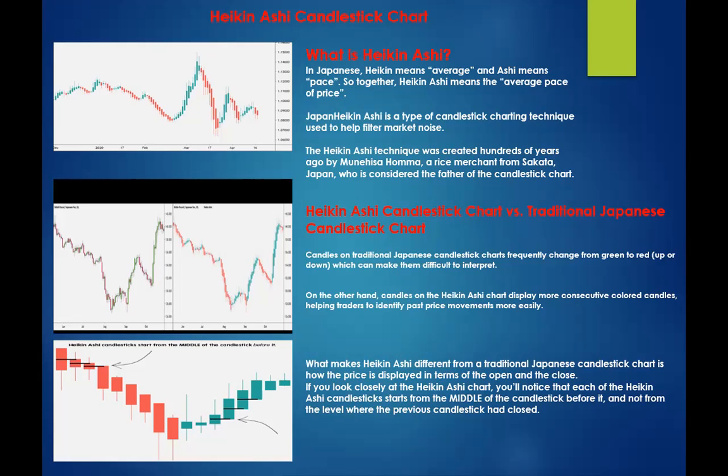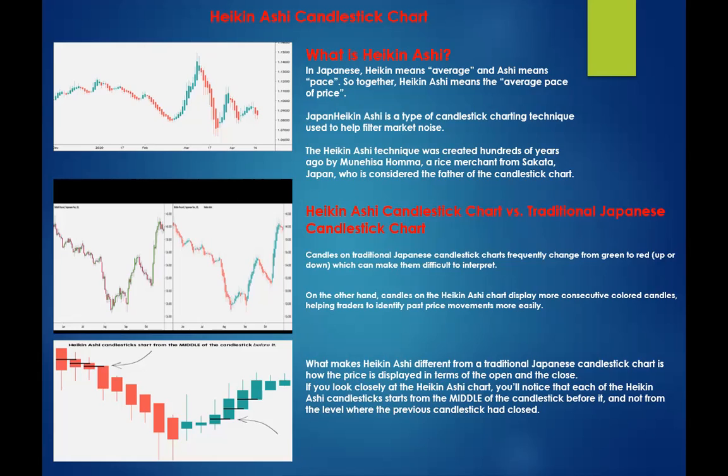But on the other hand, candlesticks on the Heiken Ashi display more consecutive color candles, helping traders to identify past price movement more easily. The difference between normal traditional candlesticks and Heiken Ashi is that the traditional candlestick has a lot of noise, and if you look at it, you'll be very confused.